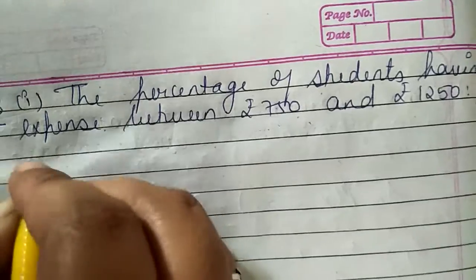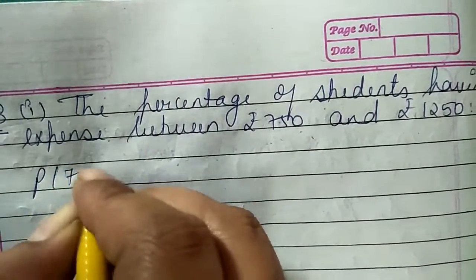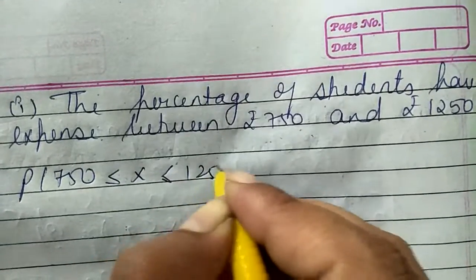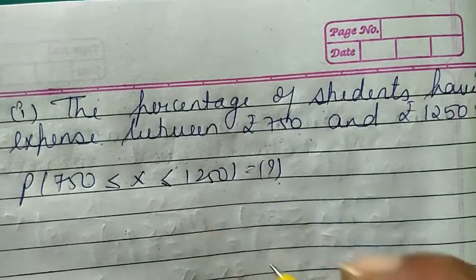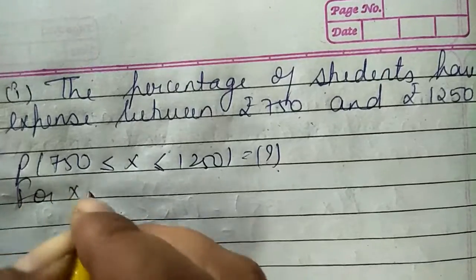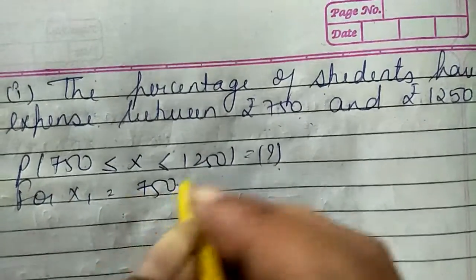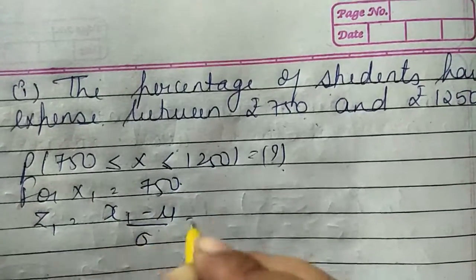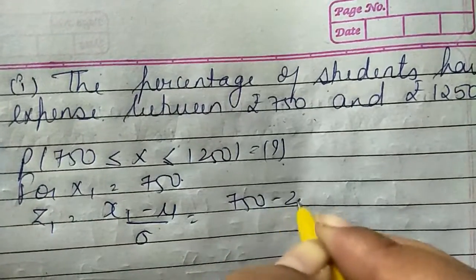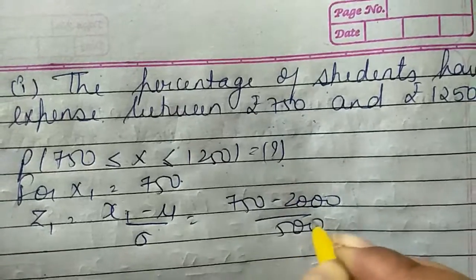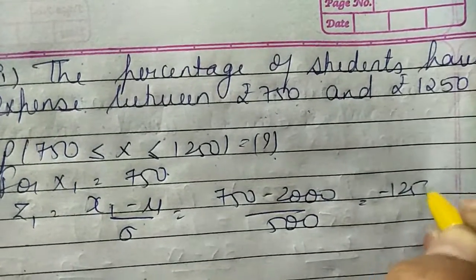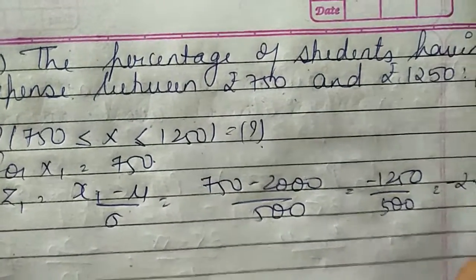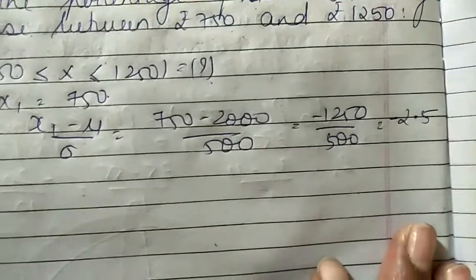So let us start. P(750 ≤ x ≤ 1250) = ? So for x1 = 750, z1 = (x1 − μ)/σ, that is (750 − 2000)/500, that is −1250/500, which gives us −2.5.